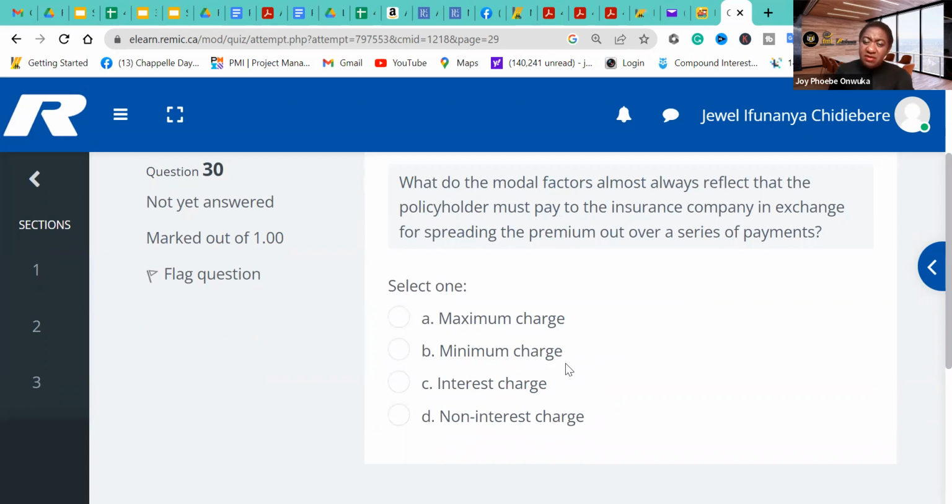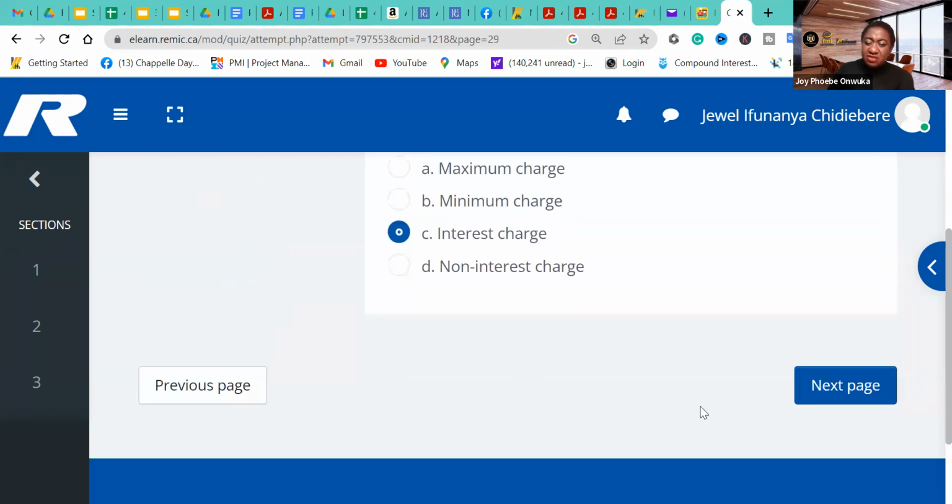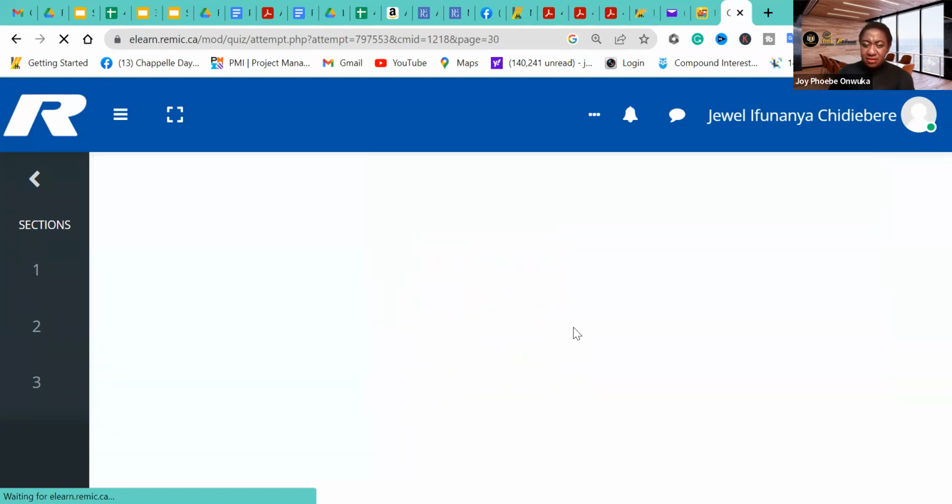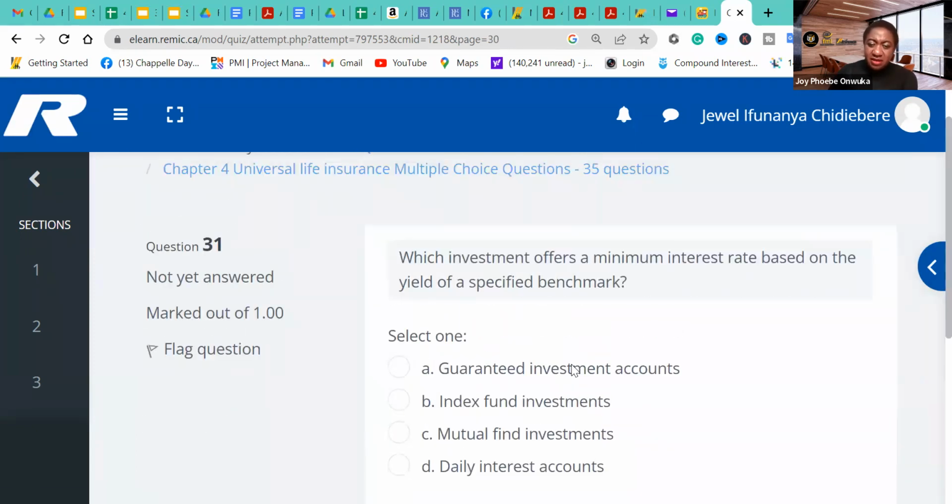What does the modal factor almost always reflect that the policyholder must pay to the insurance company in exchange for spreading the premium over a series of payments? Maximum charge, no. Minimum charge, no. Interest charge, non-interest charge. It reflects the interest charge, okay? I thought I clicked next. Okay, that was a bit laggy there.